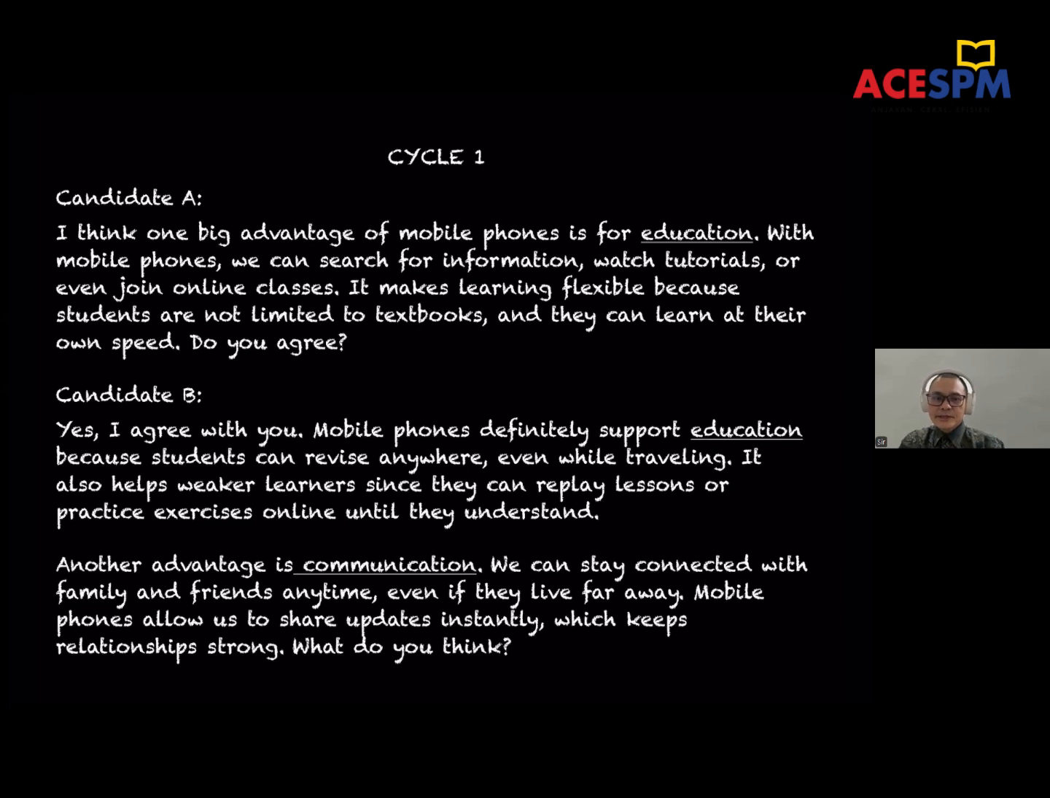So you will see here that candidate A goes first, and candidate B, the second candidate, will actually give some information about education before he adds his point on communication. So let's go through this. I will be doing both. I'll start with education. I'm going to look this way. When you're doing Part 3, you're going to have to look at your partner. So I'm just going to turn a little bit so that you can know that I'm speaking to my partner. Okay, let's do this.